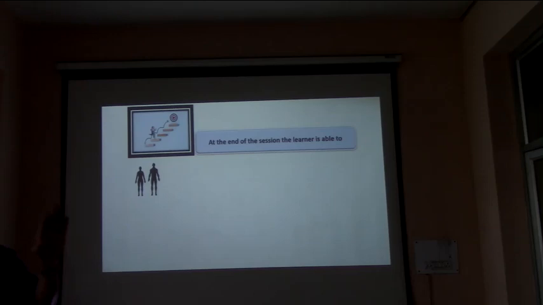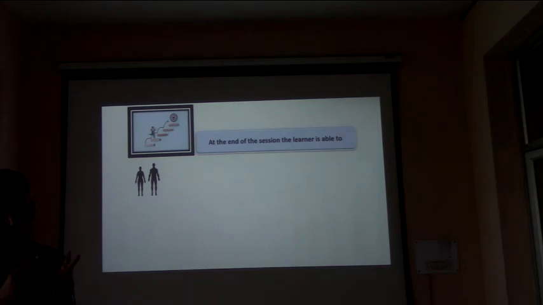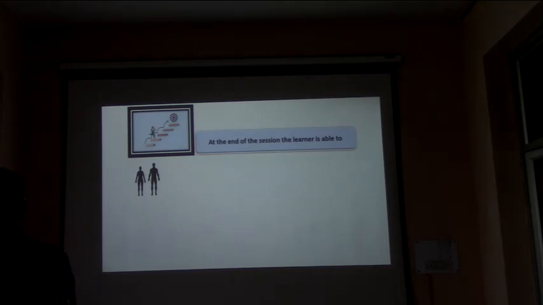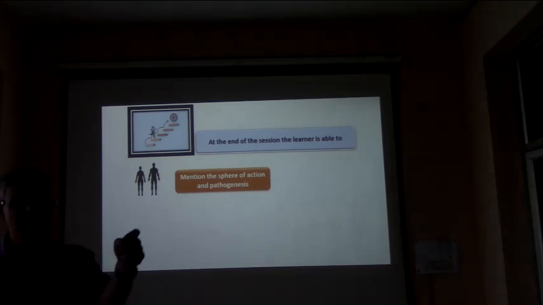Hope we have done justice. At the end of the session, you are able to list or mention the sphere of action and pathogenesis. Four areas I told you, sphere of action. What were those areas? One was head, and then we also spoke of head and brain, and we spoke of nervous system, we spoke of female genitalia, and we also spoke of GIT. And in GIT, we saw that the specific area is the lower bowel, and it causes constipation.